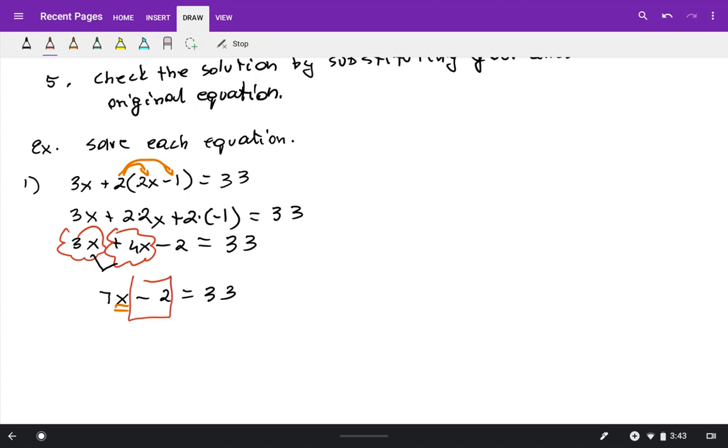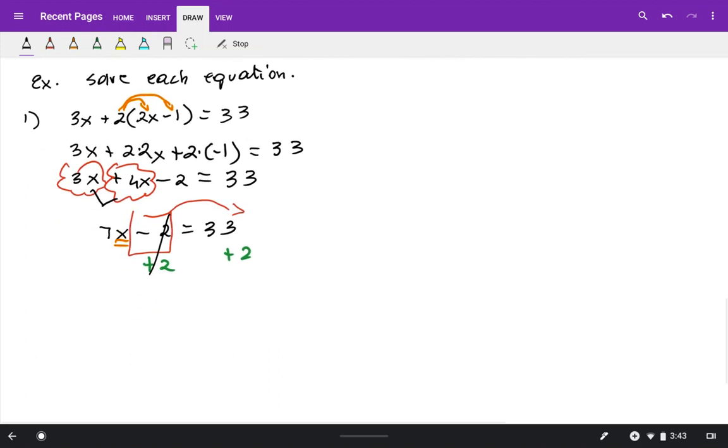And we want to move that negative 2 to the right side because that's where you keep the numbers. To be able to move a number to the other side, you always use the opposite. You see negative 2, that means we need to add positive 2. That calls inverse property. So now negative 2 plus 2 is 0. So that cancels and we end up with 7x equal 33 plus 2, which is 35.